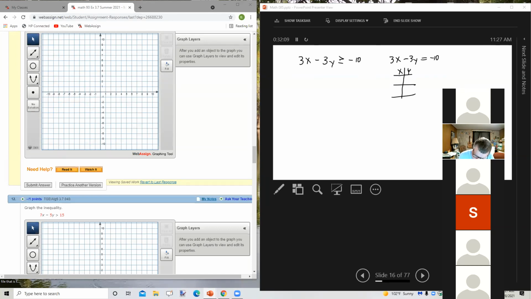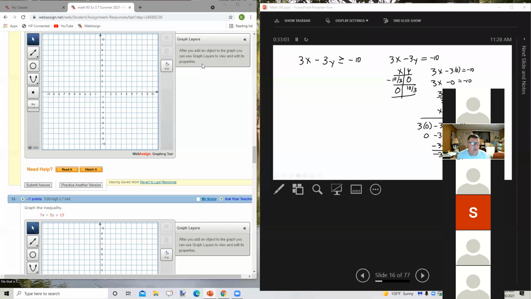And again, I'm going to go ahead and use the x and y intercepts. You don't have to do that. They're just nice points to find. So if y is 0, we get 3x minus 3 times 0 equals negative 10. 3x minus 0 equals negative 10. 3x equals negative 10, so x equals negative 10 thirds. Second ordered pair, set x equal to 0. 3 times 0 minus 3y equals negative 10. 0 minus 3y equals negative 10. 0 minus 3y is negative 3y. So negative 3y equals negative 10. Divide both sides by negative 3, y equals 10 thirds.